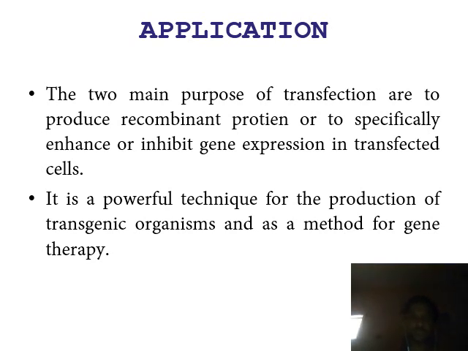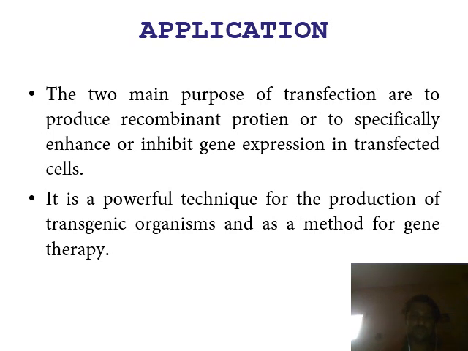It is also a powerful technique for the production of transgenic organisms and a method for gene therapy. Transgenic organisms, as I mentioned, are produced by microinjection. By using the micromanipulator or the microinjection, we can produce transgenic organisms. Here we are using embryonic stem cells for the transfection of a particular type of DNA inside the cells. And this method can also be used for gene therapy. That means whatever good genes are there can be transferred into the cells, so that we can replace the non-functional gene with the functional gene.